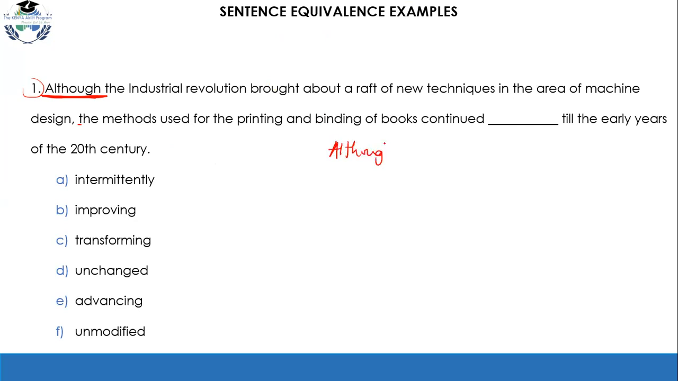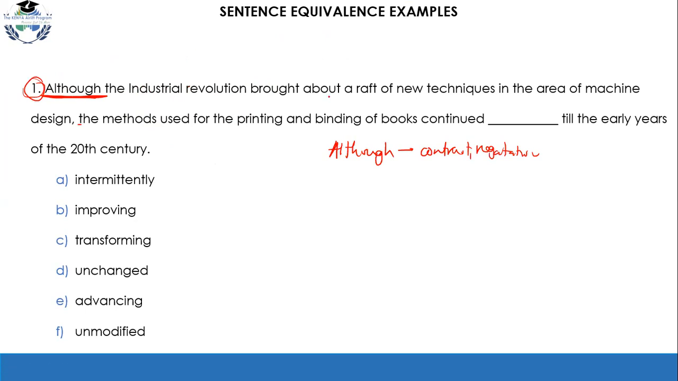So the use of although here implies contrast, right? It implies negation. So meaning, because we're starting with although, whatever will come in as the second part is going to negate whatever this first part of the sentence is talking about. So let's look at it.